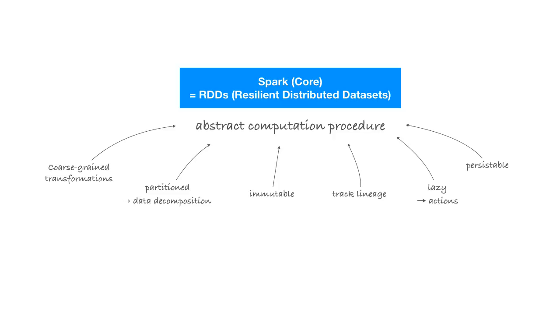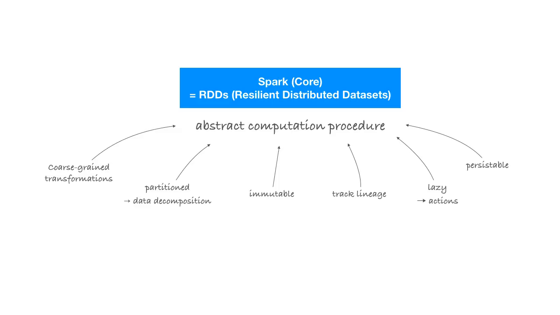RDDs are defined as having some special properties. At first, they only provide coarse-grained transformations, meaning that we cannot alter or change one single object within an RDD, but rather we can only apply some functionality to all of them at once. Because when we call a transformation, it's just adding a step to the transformation chain. We cannot pick out one object.